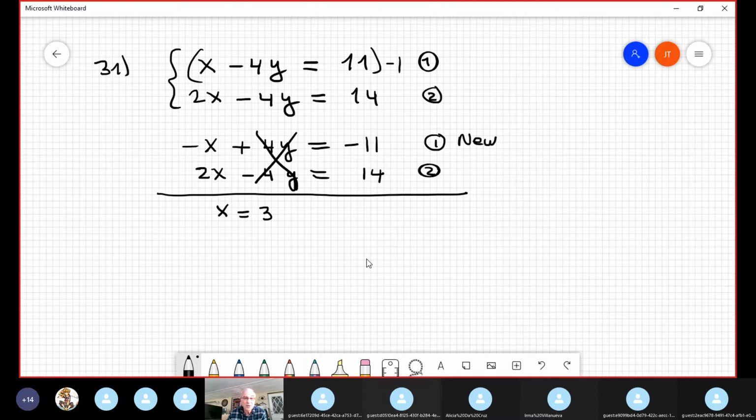Now, in order to find the y value, I select one more time the first equation. Substitute the 3 here: 3 minus 4y equal 11. Minus 4y is equal to 11 minus 3, no? 11 minus 3, move the 3. 11 minus 3 is 8, divided by -4.